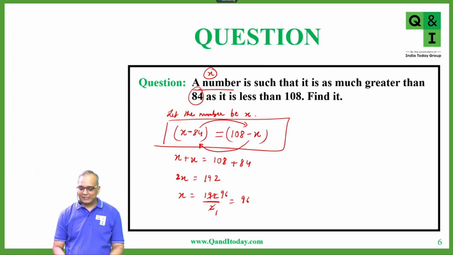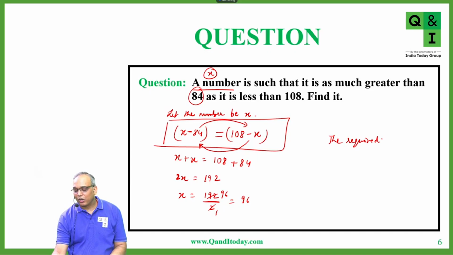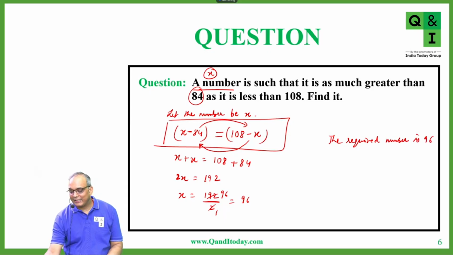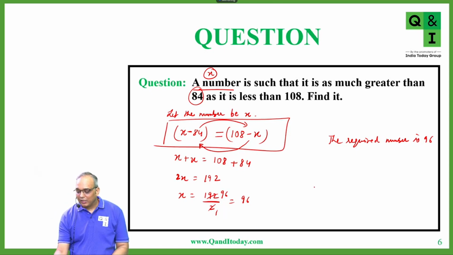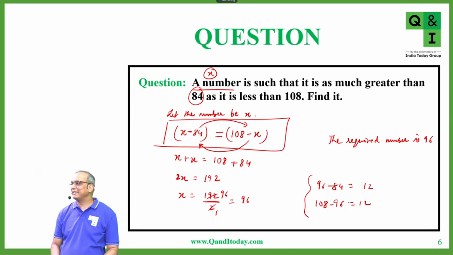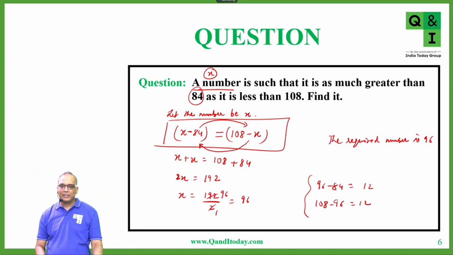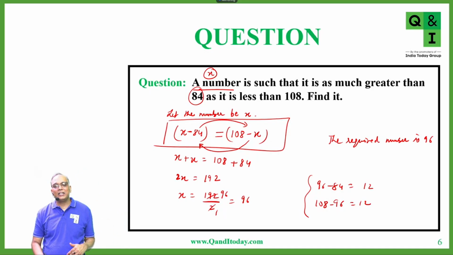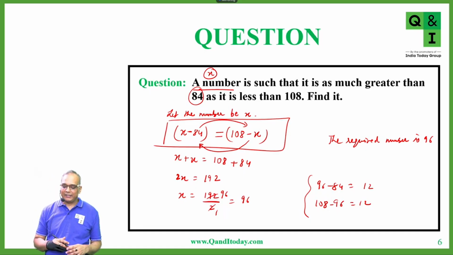Yes, Ishanis is correct. So the number which you had to find, the required number. When you have got the answer, you will also write it in statement form. The required number is 96. And you can check it also. 96 minus 84 is 12, and 108 minus 96 is also 12. So this is your LHS and RHS, both are equal, right? So 96 is as much greater than 84 as it is less than 108. So you have checked your answer as well.